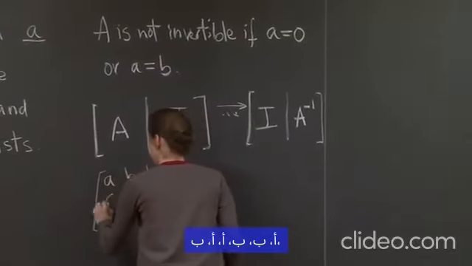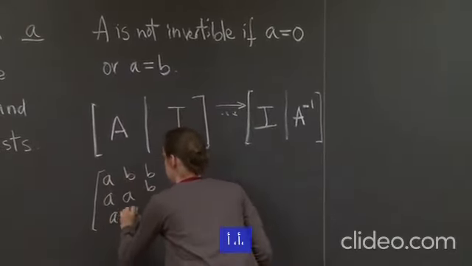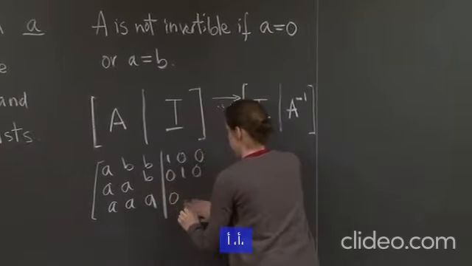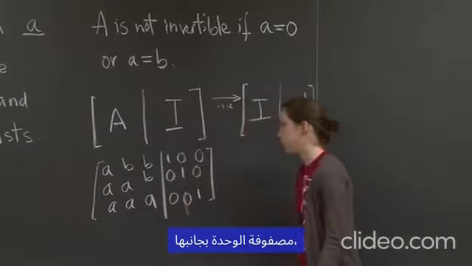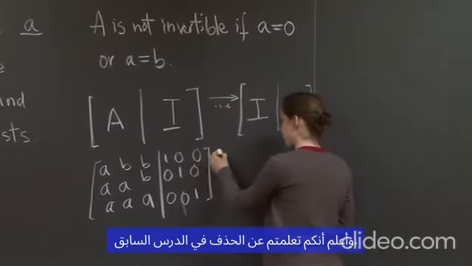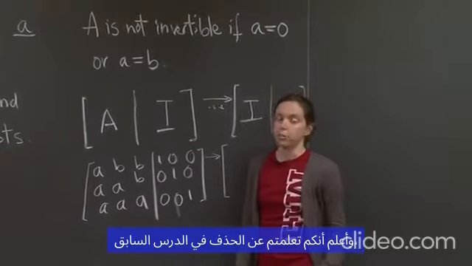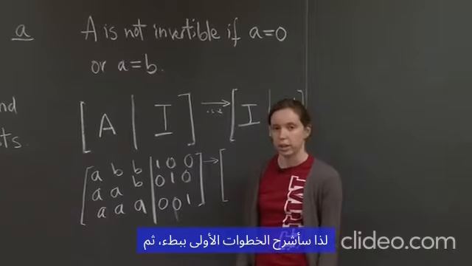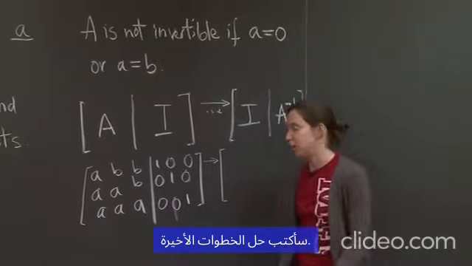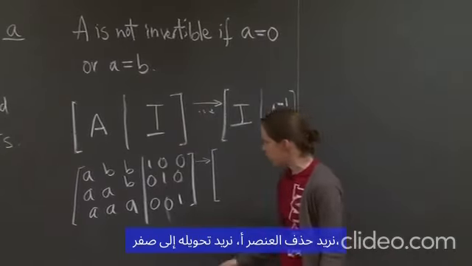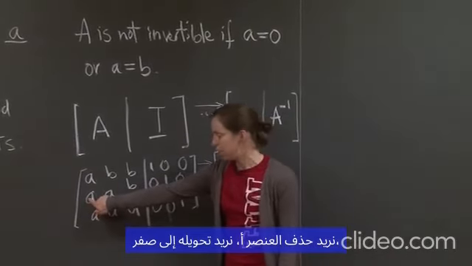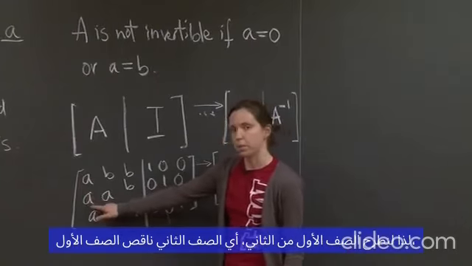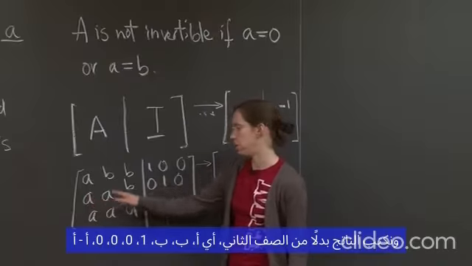A, b, b, a, b, a, a, and my identity matrix next to it. And now, I know you learned about elimination in the past recitation, so I'll do the first few steps slowly, and then I'll just write the solution for the last steps. All right, so we want to eliminate this a. We want to turn it into a 0, so let's subtract the first row from the second. Let's do row 2 minus row 1 and write it instead of row 2.